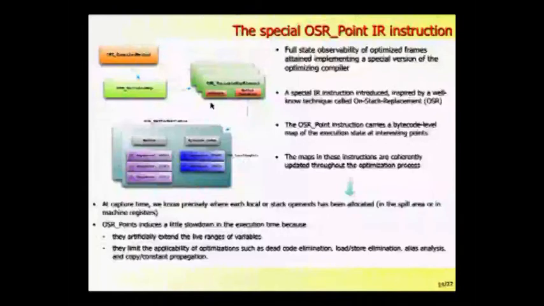The first one is that if we have an OSR point instruction, the JIT compiler is forced to consider all the variables before the OSR instruction live. So it extends artificially the live ranges of variables, which can limit the applicability of some optimizations, like dead code elimination and load store elimination. But this slowdown has been evaluated using the DaCapo benchmark and is very low and reasonable.